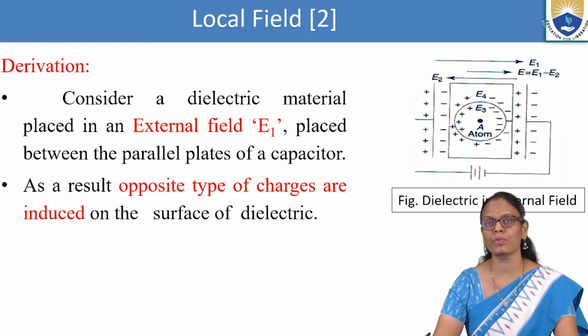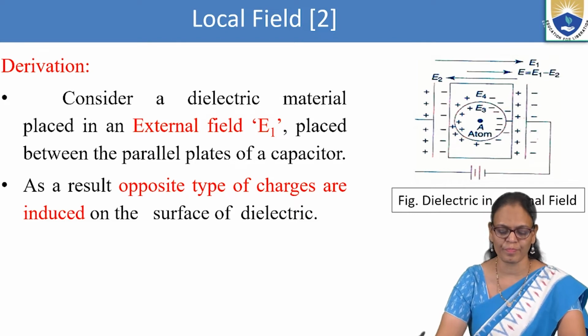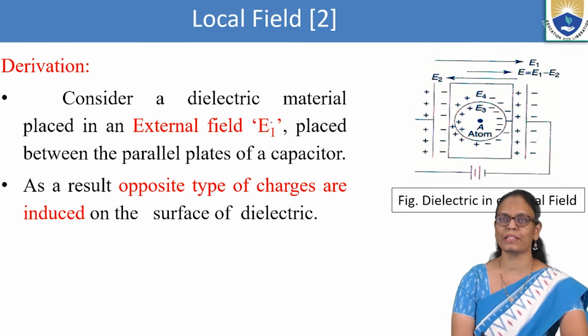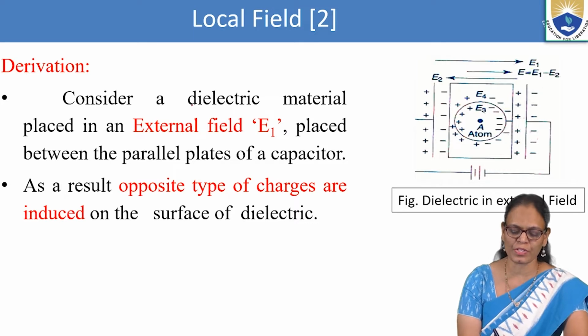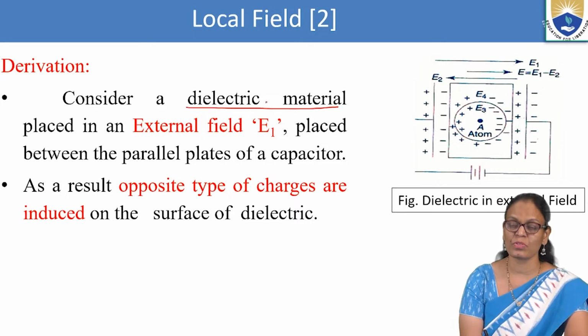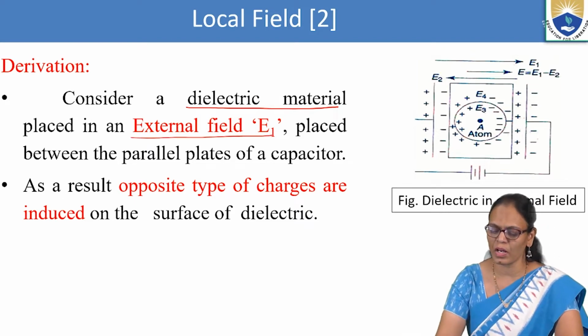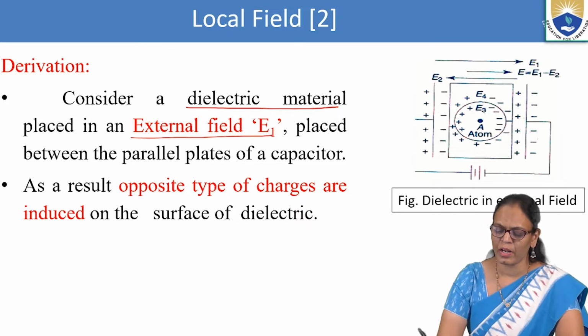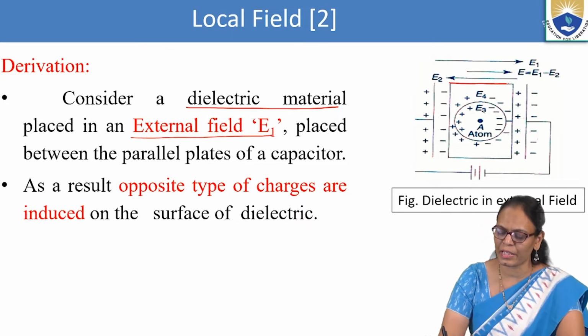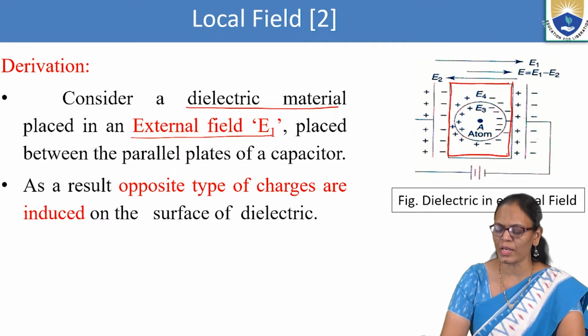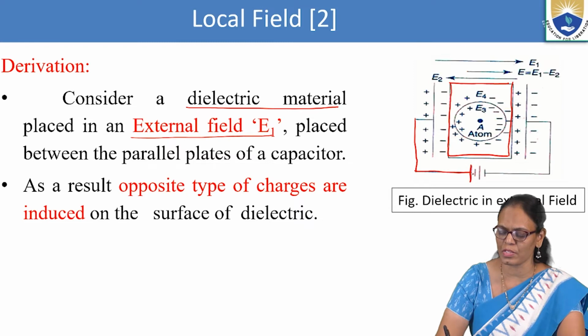Now let us try to understand this with the help of this diagram. We consider a dielectric material which is placed in an external field. We take a dielectric material and we are placing it in an external field E1. This is the dielectric material. This we are placing in an electric field. This is positive, negative.